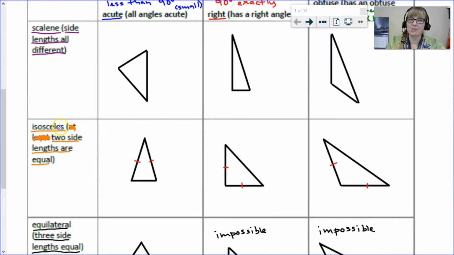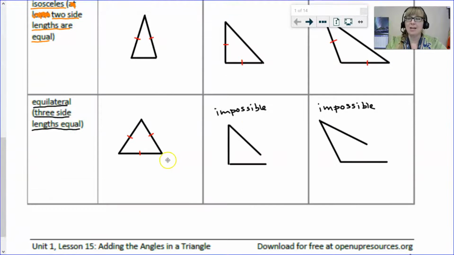We saw isosceles meant two side lengths are the same, and we were able to create an obtuse isosceles, a right isosceles, and an acute isosceles triangle. And we also learned that equilateral means all three sides are the same length. And we saw that we can create an acute equilateral triangle. However, it was impossible to create an equilateral right triangle and an equilateral obtuse triangle.